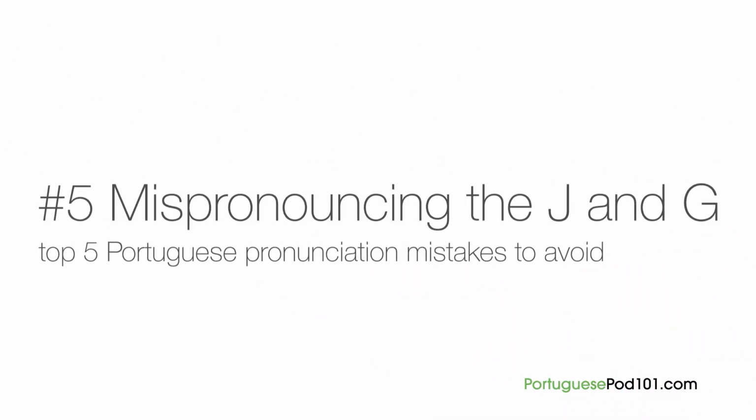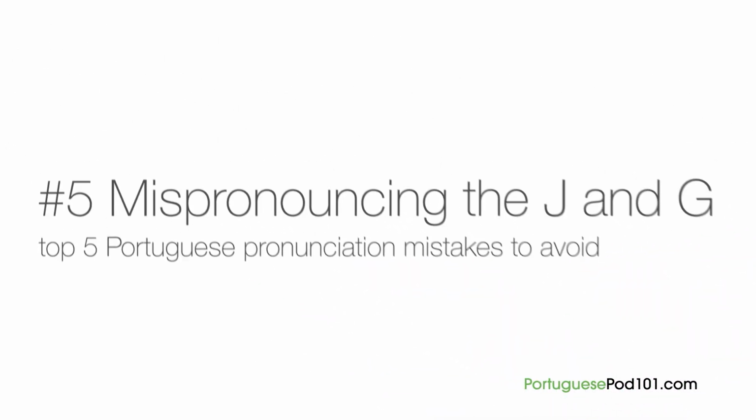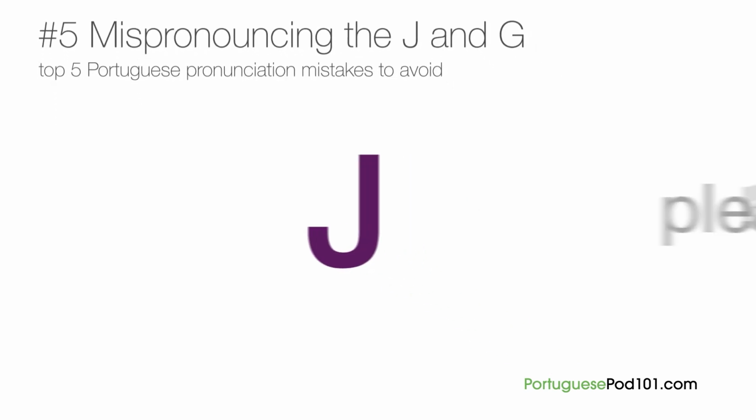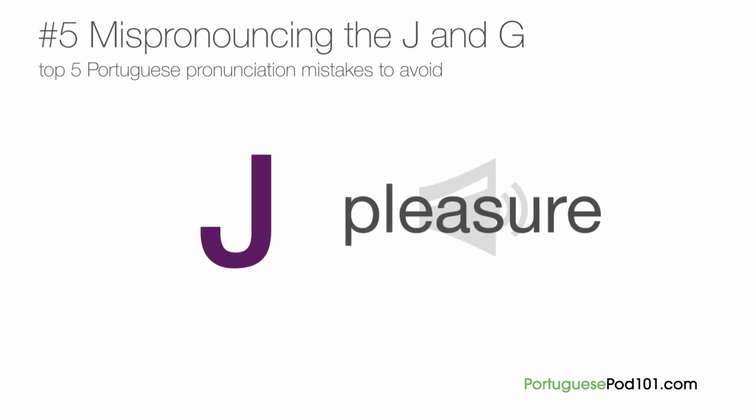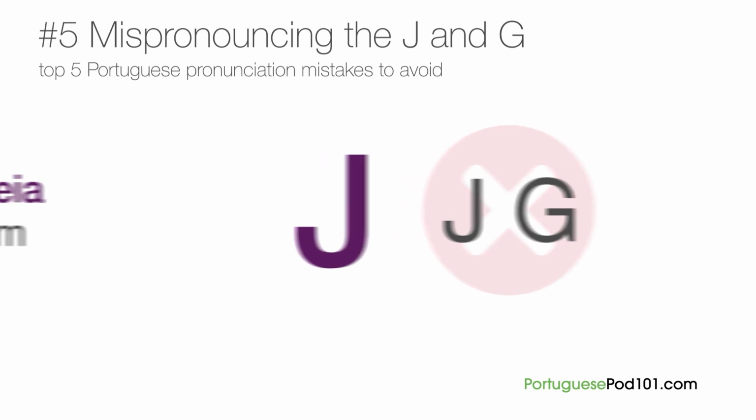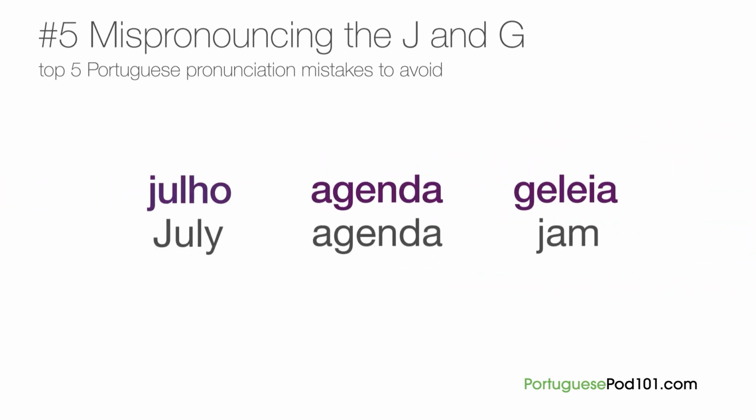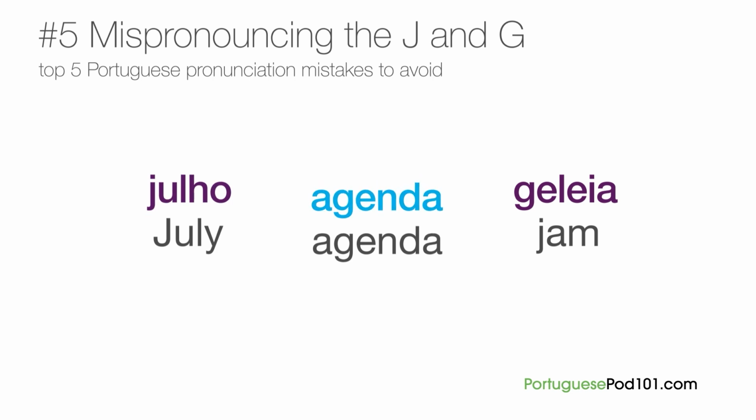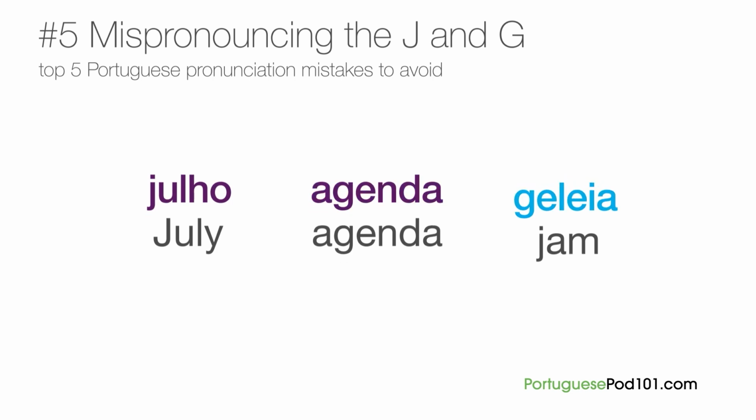The letters J and G can sometimes be pronounced like J. It sounds like the S in pleasure. The problem arises when speakers begin substituting the English J or G sound for this sound. Listen to Jade and pay attention to the way it's pronounced in the following words. Julho, agenda, geleia. Don't worry if you don't get it straight away, because we'll break down this sound in Lesson 5.